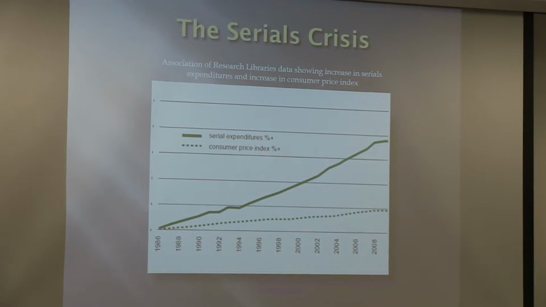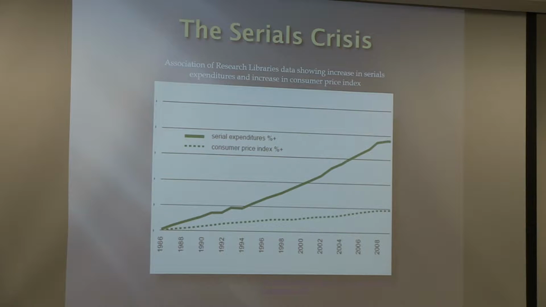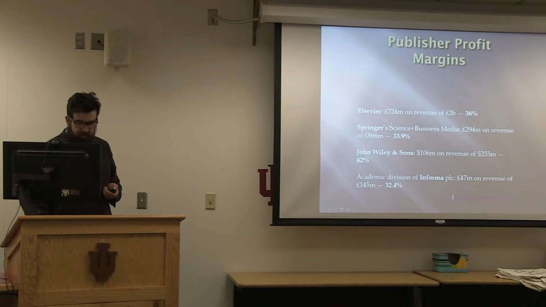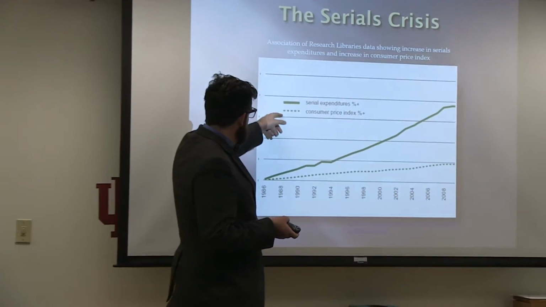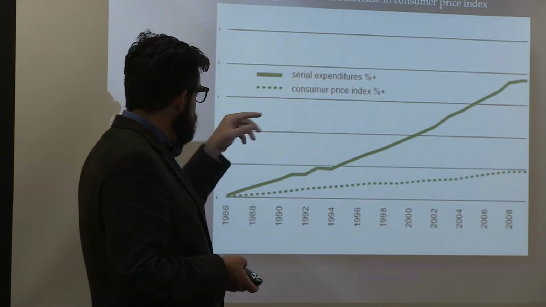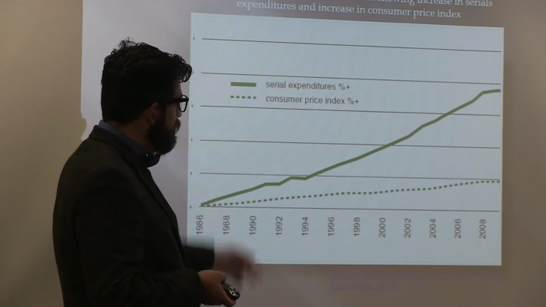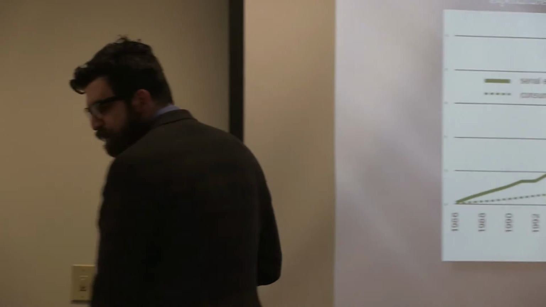So this is a graph put together by the Association of Research Libraries showing the increase in serials expenditures and the increase in consumer price index since 1986. So you can see here, and it's been partially cut off on the side here, but each of these lines is 100%. So we've got the serials expenditures by university libraries increasing by almost 400% from 1986 to 2008. Consumer price index has increased just about 100%. So serials expenditures have outstripped the consumer price index by almost 4 times.